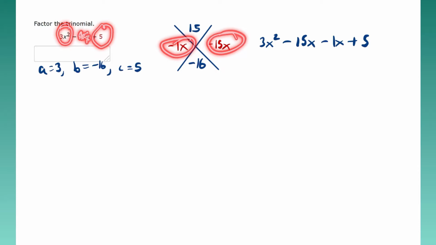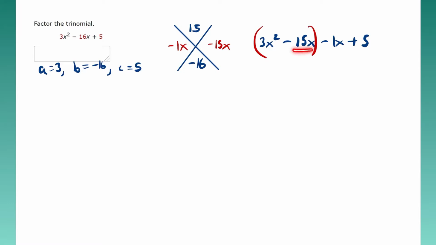Then you do what's called factoring by grouping. You group the first 2 terms and you take out the GCF. The GCF is 3x. So if you take out the 3x, you're dividing out the 3x, and you're going to be left with x minus 5.